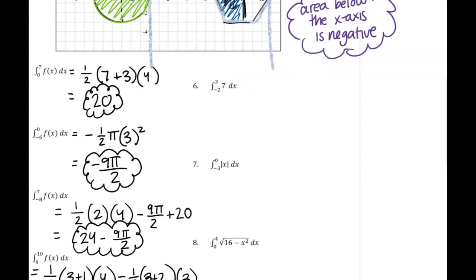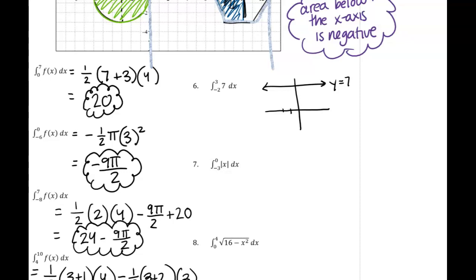Okay, so now let's move to some similar problems where we're not looking at that picture anymore. So the integral from -2 to 3 of 7 dx. Well, if we think of 7 as a function, let's draw it. You can't tell that it's 7, but I'm going to pretend like that's y equals 7.